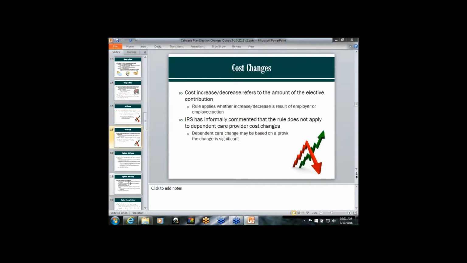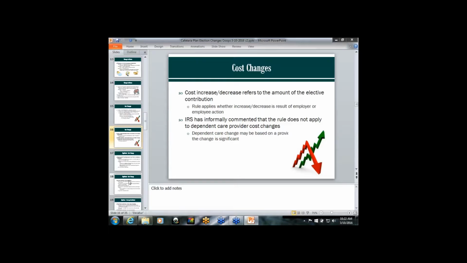Continuing with cost changes, when we talk about this increase, we're talking about the amount of their elective contribution. Someone said, I'm taking out $100 to pay for the benefit. Now is it going to be increased to $110 or decreased to $90? That's what we're talking about when we're talking about an increase or decrease.